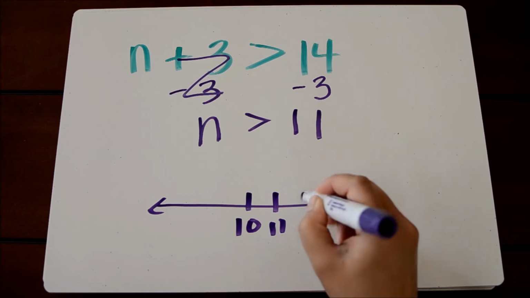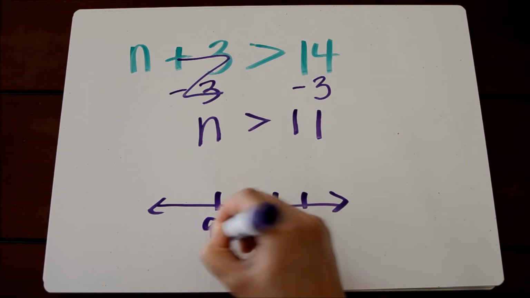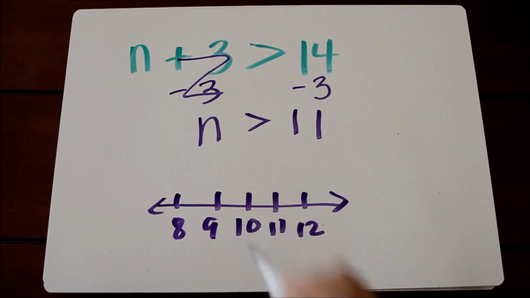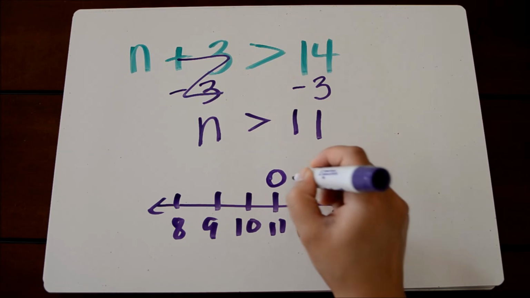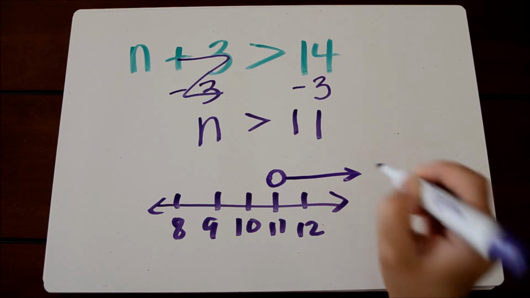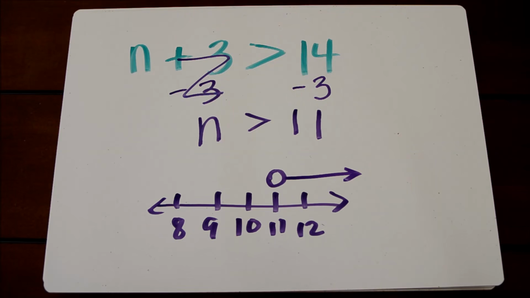Let's take a look at what this would look like on a number line. We're going to draw an open circle over the 11, which means it cannot be 11, but we're going to draw an arrow to the right, which means it could be any number bigger than 11. It could be 12, 14, 100, 1 million.